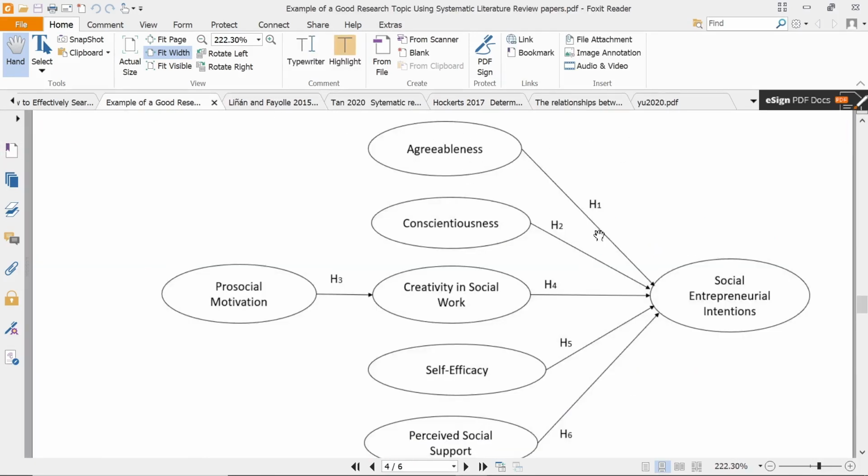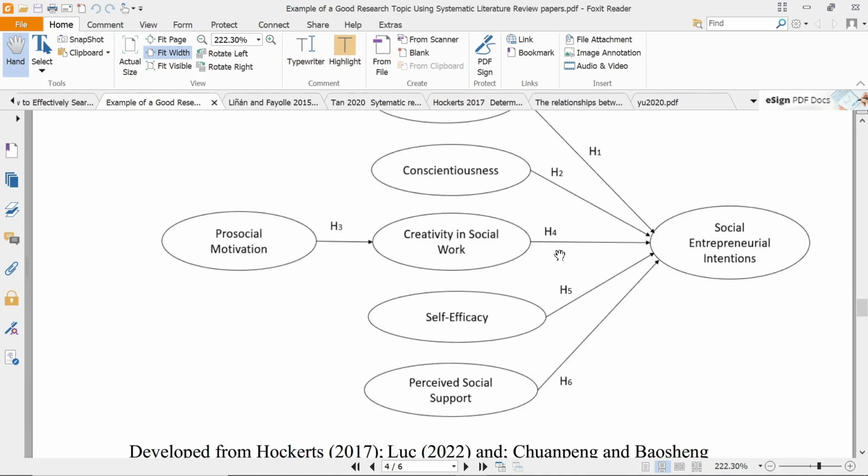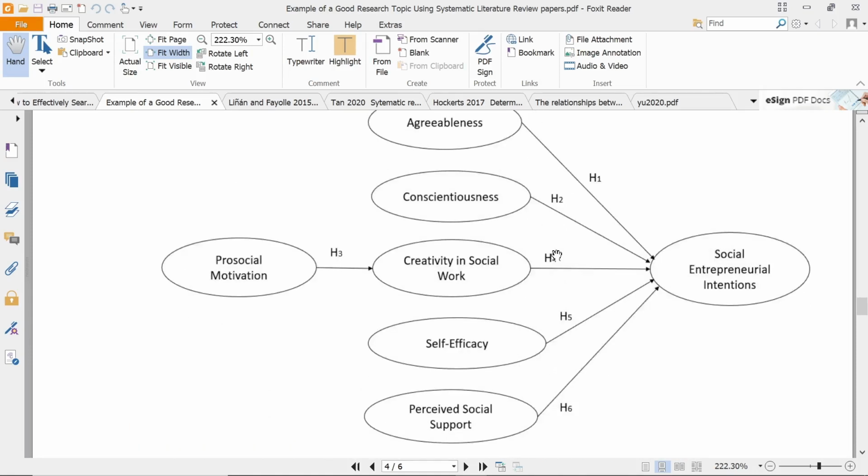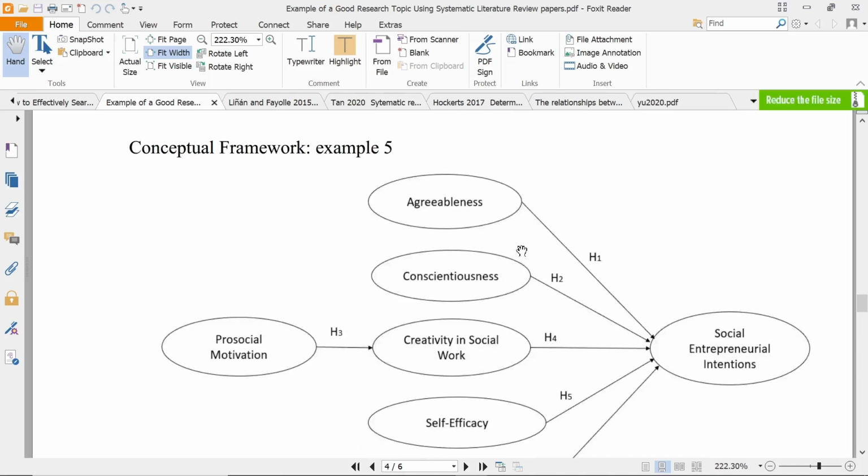So this conceptual model brings out the part of the theory of planned behavior, motivational theory, and the personality traits. Yeah, so it's giving you a broader, there's no ultimate theory, but it's giving you diverse perspectives on social entrepreneurship intentions.